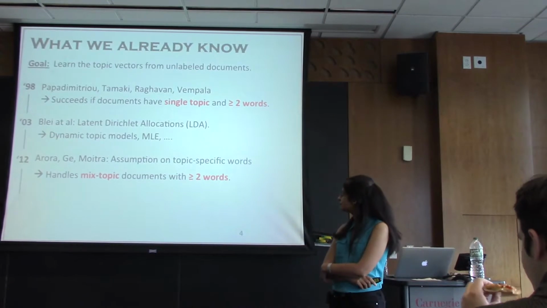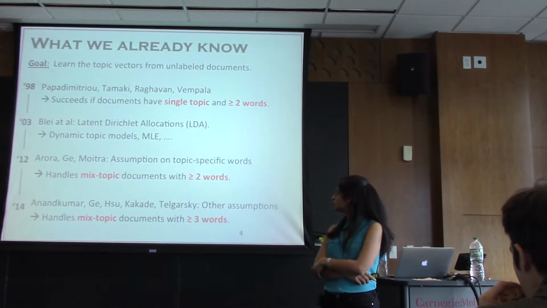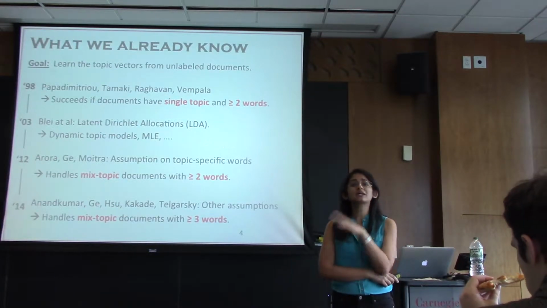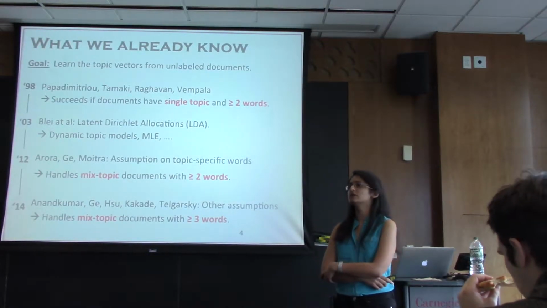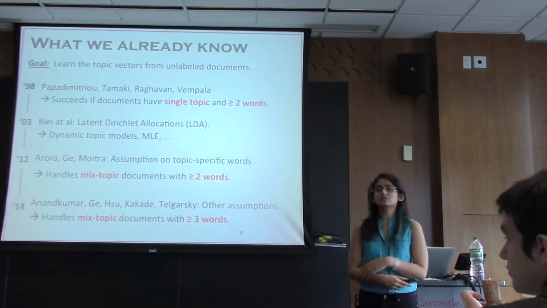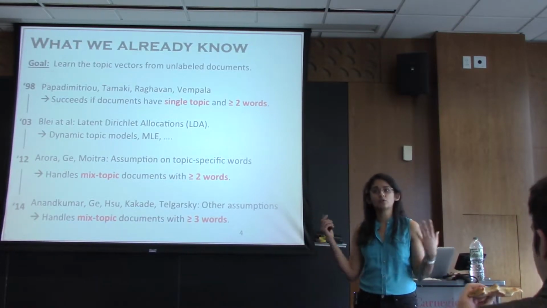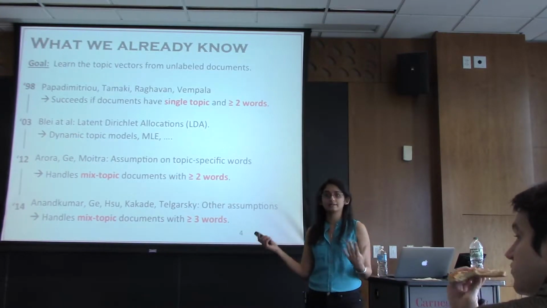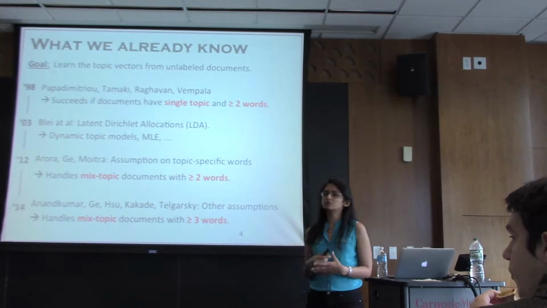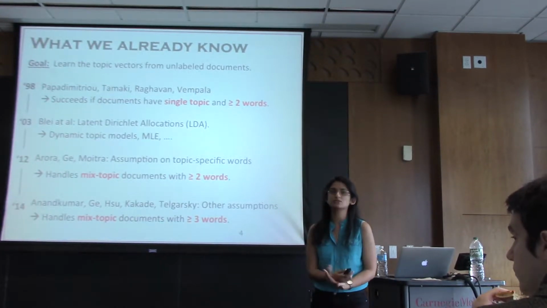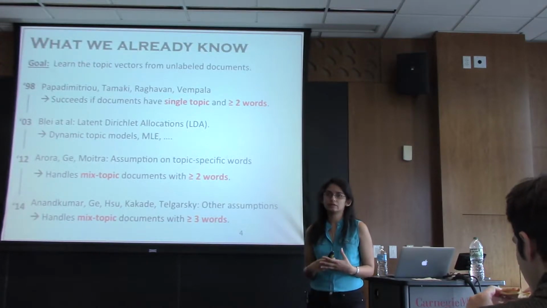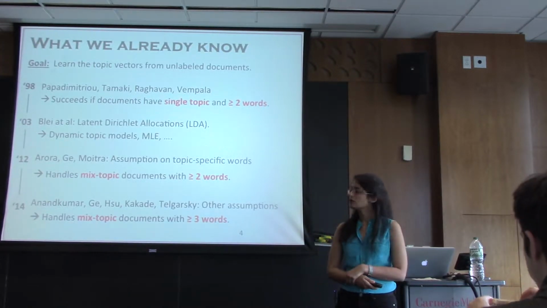And immediately after, there was also work by Anandkumar, Hsu, Kakade, and Telgarsky that showed that you can even relax this assumption further and work with documents that have 3 or more words. So this is all very interesting. Now we have both practical algorithms and algorithms with guarantees. So this is, I think, the right time to go back and think about the model that we started working on. What did the model assume on how the documents are generated?